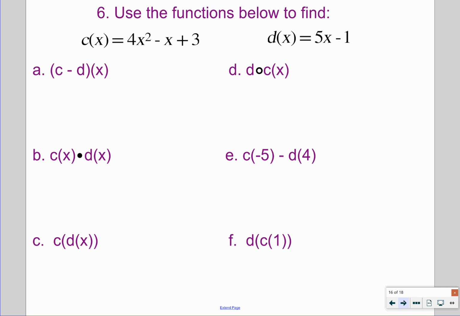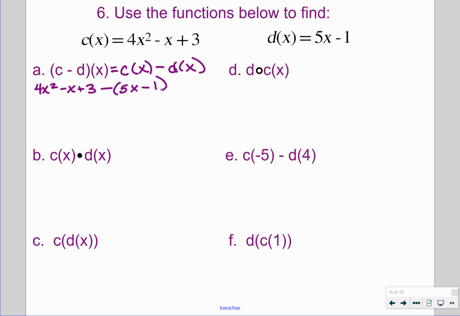All right, use these functions below to find all of these following things. So this is all the combining and composing stuff. So if you see it like this, you can also write it like this. Okay, it's just a fancy way of saying take function C and subtract function D. So that's going to look like 4x squared minus x plus 3. And then if we're subtracting something, parentheses are going to be important when we do our order of operations. 5x minus 1 goes in parentheses there.